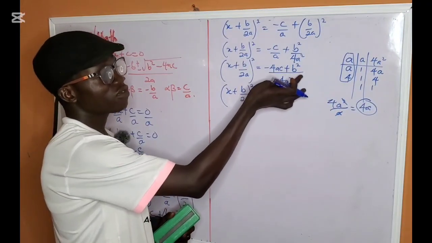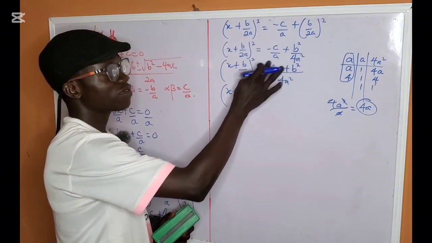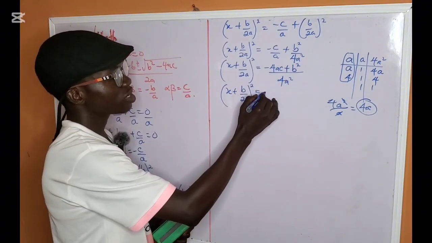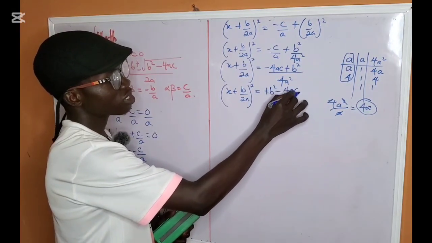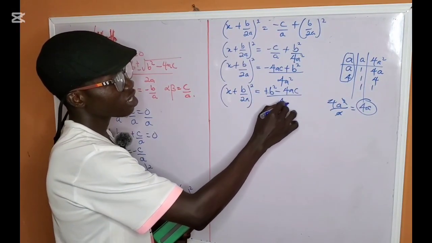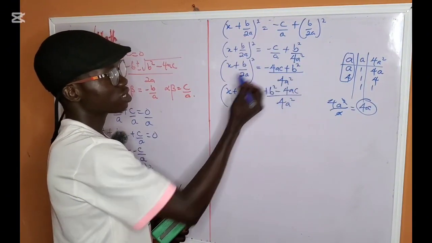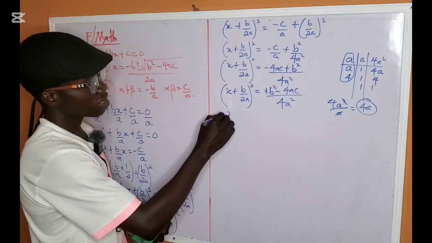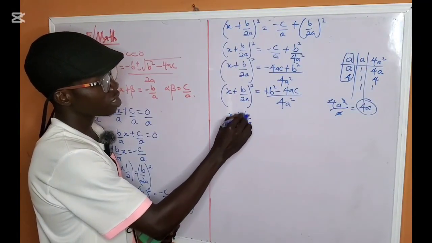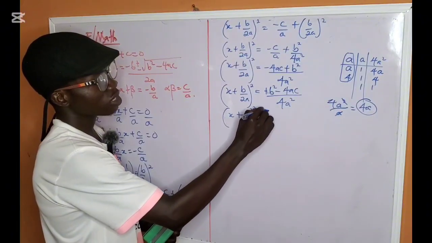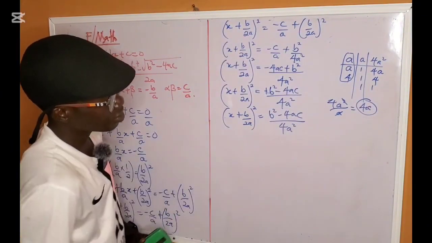So I want to have a positive element before the negative element. So it's going to be plus b squared minus 4ac over 4a squared. You see the same thing, I wrote this first before this. Good. So x plus b over 2a all squared equals b squared minus 4ac over 4a squared.